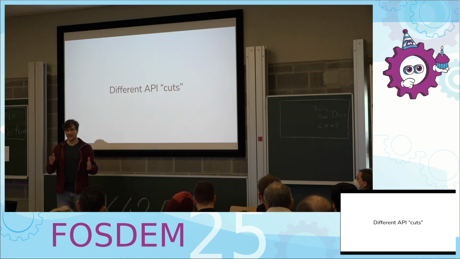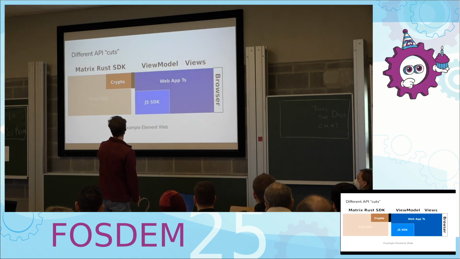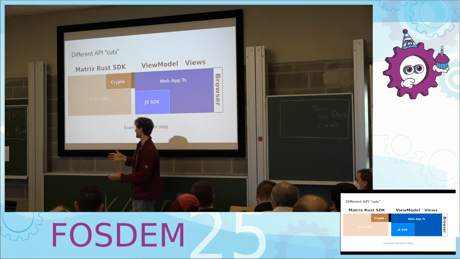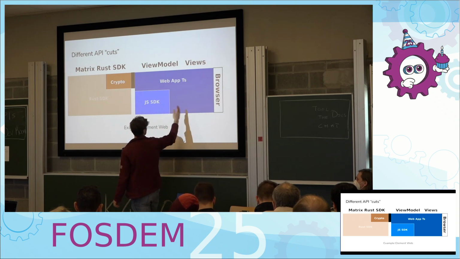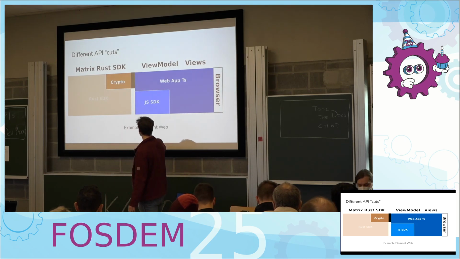And now I talk about different API cuts. At what point do we actually do the transition from the Rust SDK to the web world? Here's the example we currently do in Element Web. We have the really big Rust SDK, which isn't even used. We have the crypto crate, which is used, and then we have the black box over here, which is the binding layer to TypeScript. Then we have the JS SDK and this binding layer to the crypto crate. This is how we built the whole web app, and TypeScript has a direct interface to the browser, so that just works basically. This is the architecture we have in Element Web.